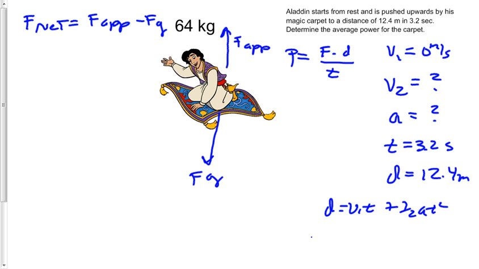So my distance is 12.4 meters equals 0, because I started with a beginning velocity of 0, plus 1/2 my acceleration, which I don't know, and I will multiply that by 3.2 squared. I can then find my acceleration. I guess I'll write that here. Acceleration for this question is 2.42 meters per second squared. I'll just label that here.